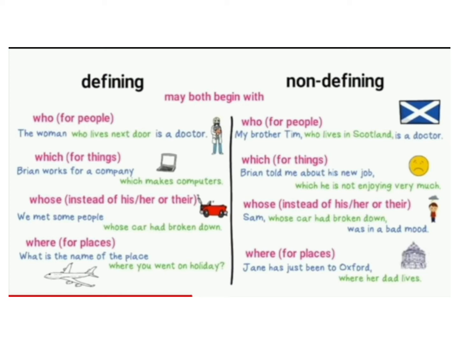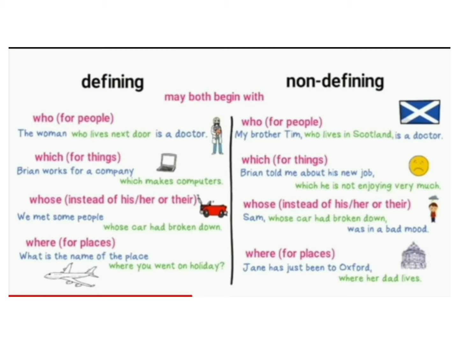Where for places. What is the name of the place where you went on holiday? Jane had just been to Oxford where her dad lives.